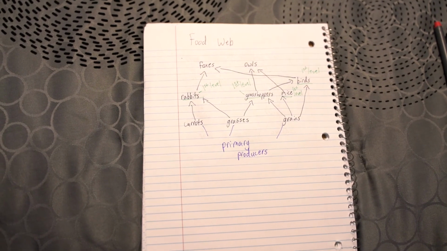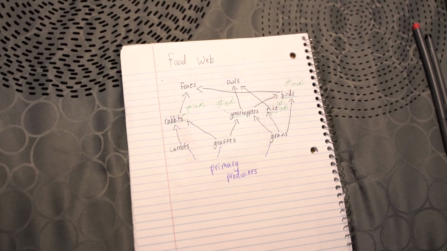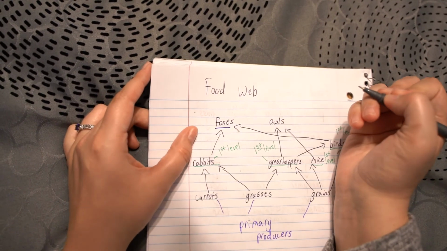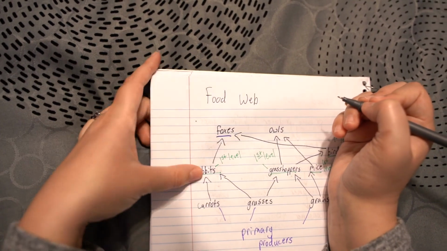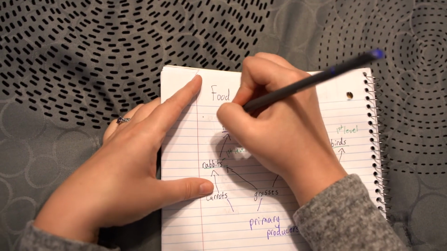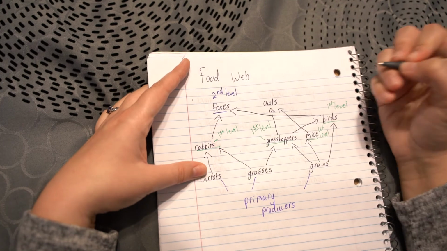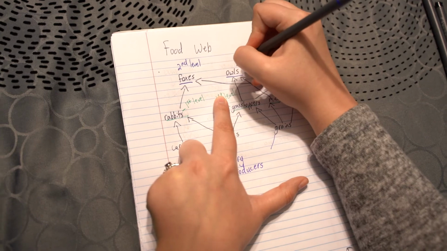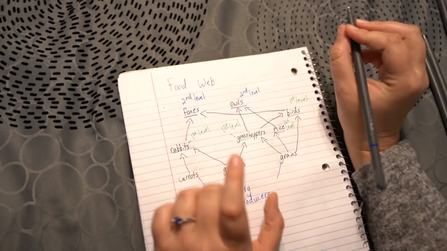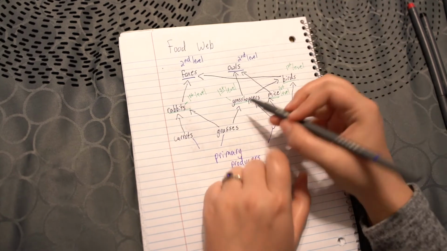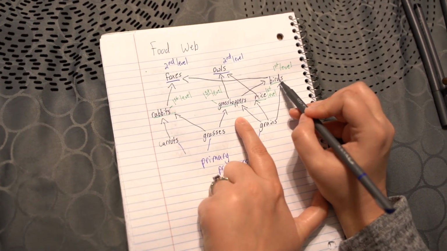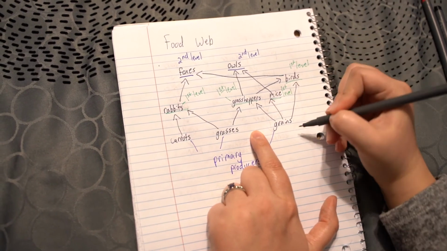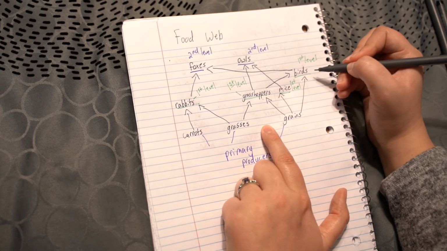Okay, this one's a little bit more tricky. We can start off, we know these foxes are second level consumers because they are the second thing to eat something else here. So second level. Okay. We can follow this up. Owls are another one. Now here's where it gets a little bit tricky, because if we look here, birds in this chain here are a second level consumer. But in this chain here, they are a first level consumer.